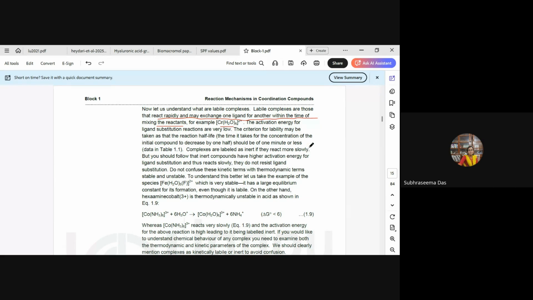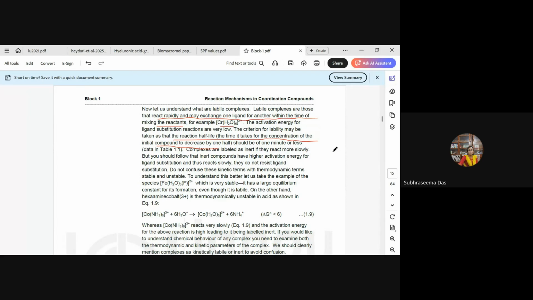The activation energy for ligand substitution reactions is very low. Low activation energy means the barrier is very low and the reaction can be accomplished with a low amount of energy. The criterion for lability may be taken as the reaction half life, the time it takes for the concentration of the initial compound to decrease by 50%, being less than 1 minute or less. We say that is 30 seconds.